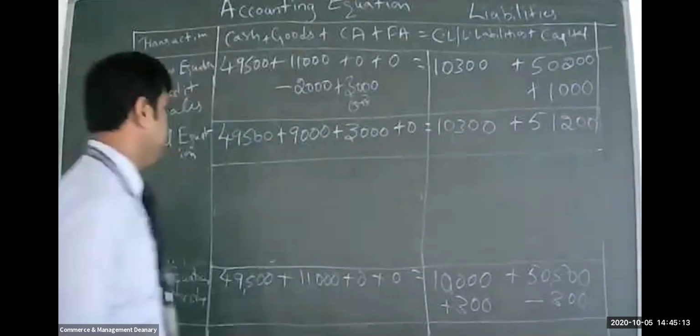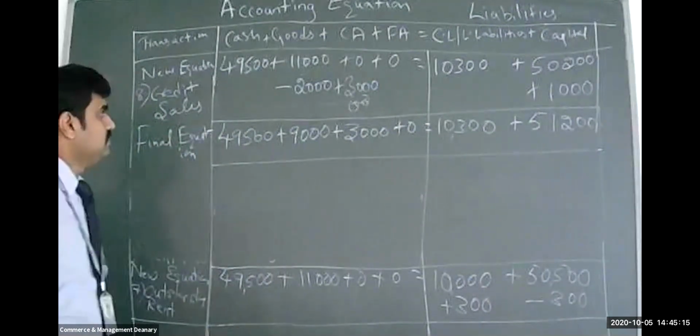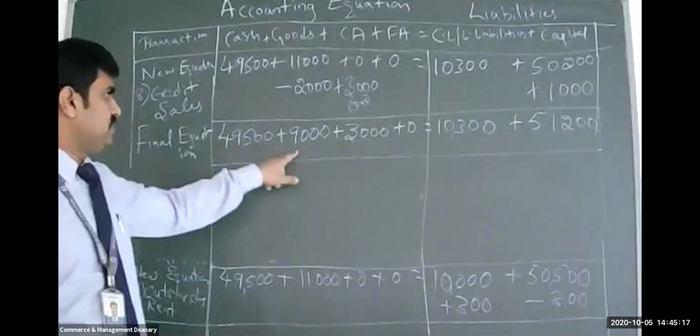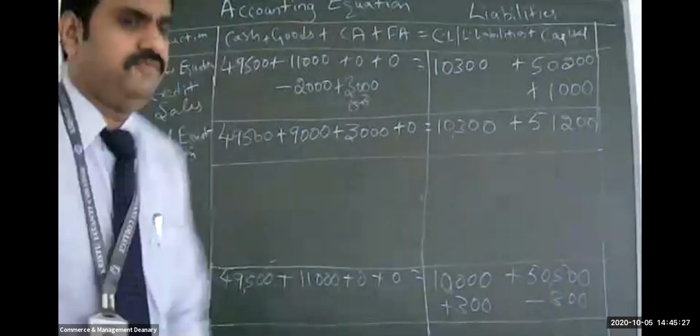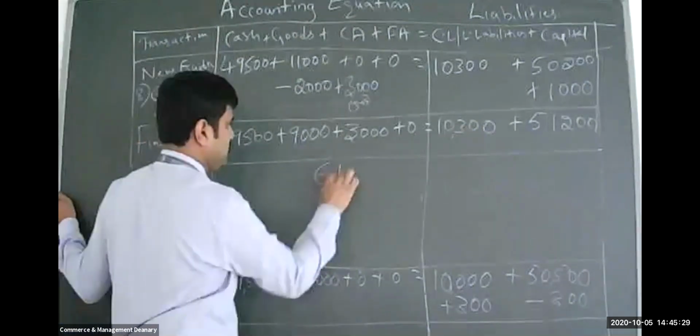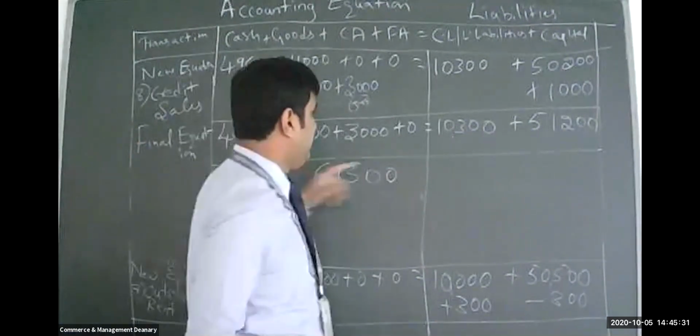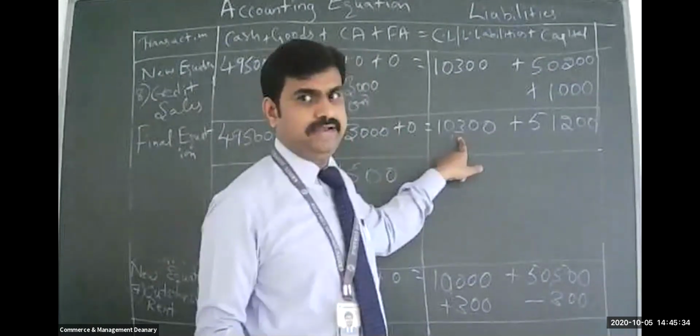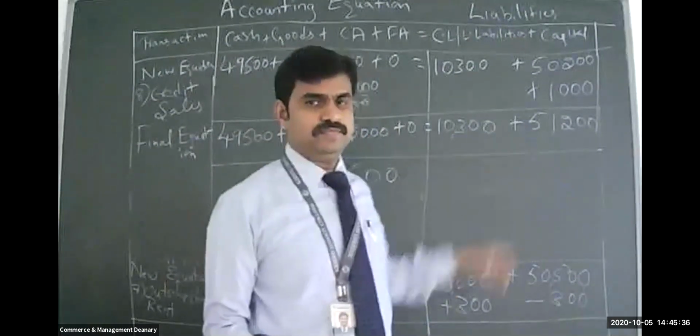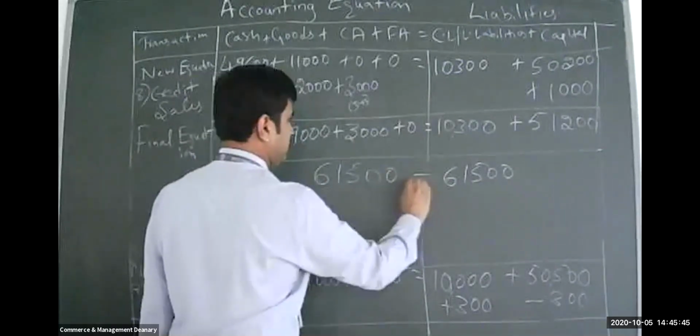How much are you getting on the left hand side? 49,500 plus 9,000 plus 3,000 is 61,500. 61,500 on the left hand side. Now you add here, how much do you get? 10,300 plus 51,200. Same, 61,500. Tally. If both are equal, write it as equal.